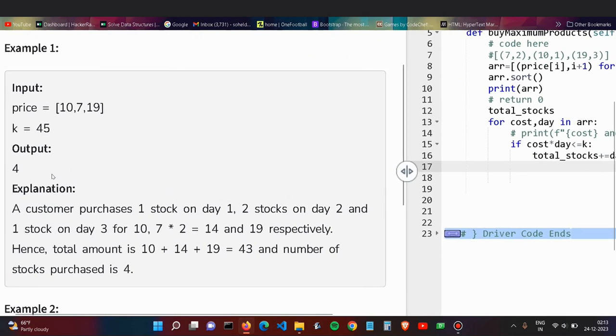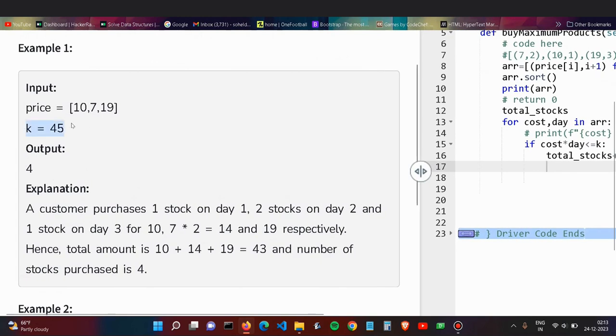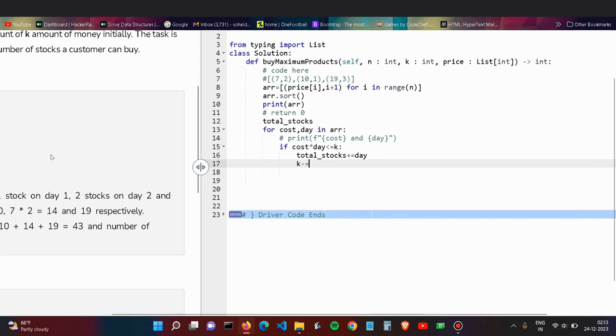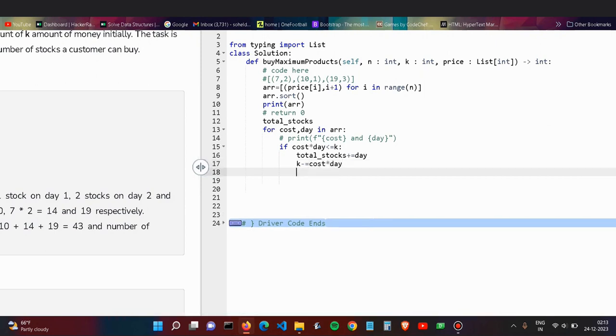And then there's a different job we need to do. See, every time we are buying something the total amount keeps on decreasing, so we need to keep track of that. So we'll be subtracting this with the total cost. So what's the total cost? This is the total cost into the number of days, because if there are 2 stocks we are buying with 7 rupees each, so 2 into 7 is 14 rupees gone from the total amount, okay. So this will be the thing.